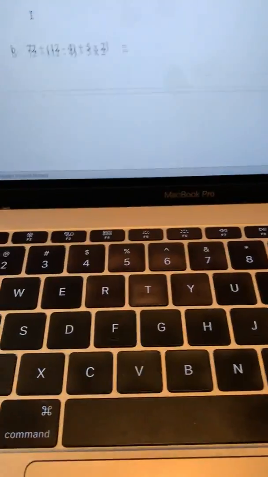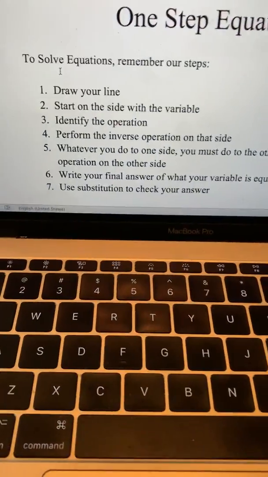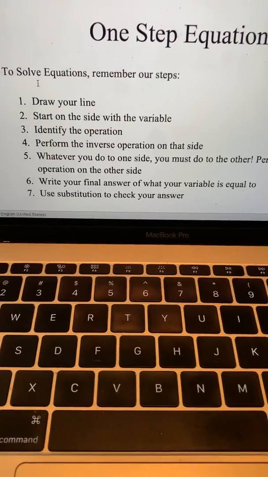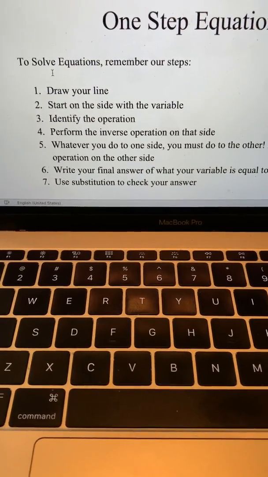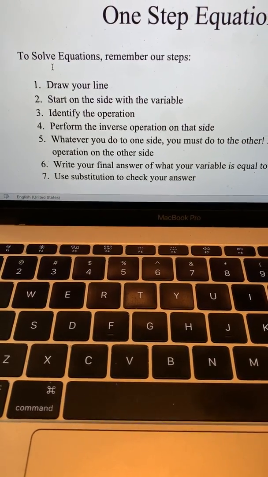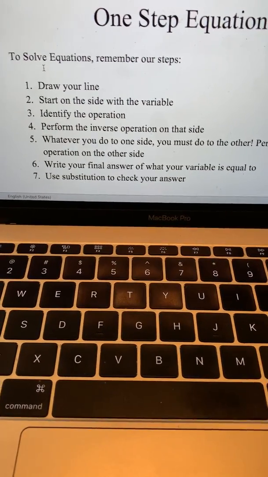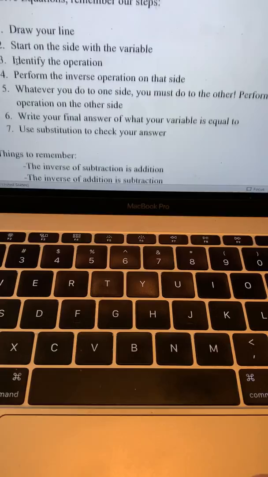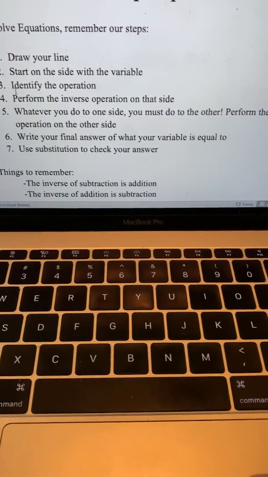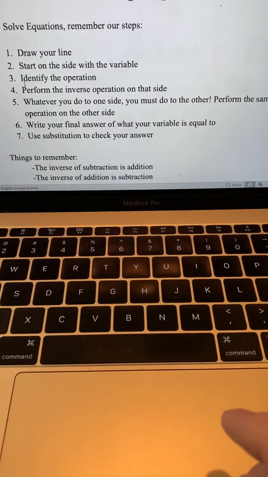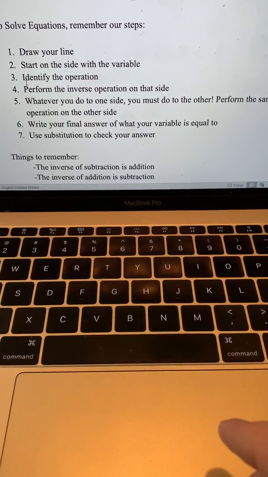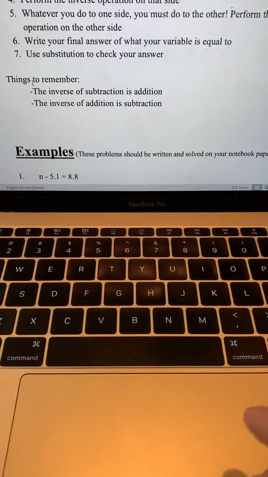Go ahead and scroll down on your document and read through our notes together. To solve equations, remember our steps are, I bet you can say these in your sleep at this point. Draw your line. Start on the side with the variable. Identify the operation. Perform the inverse operation on that side. Whatever you do to one side, you have to do the other. Perform the same operation on the other side. Write your final answer of what your variable is equal to, and then use substitution to check your answer.